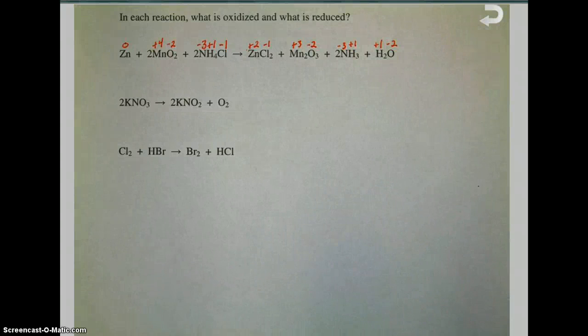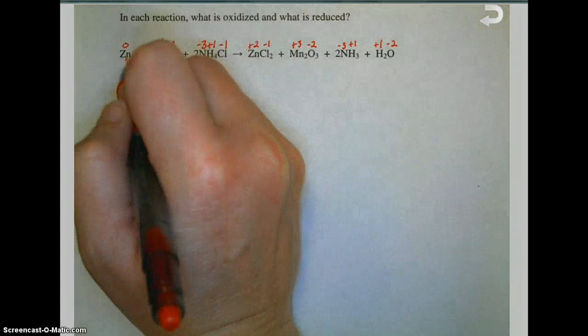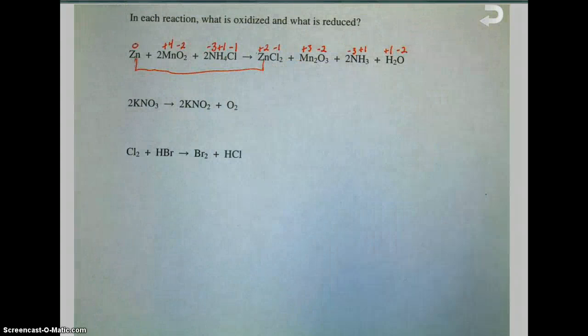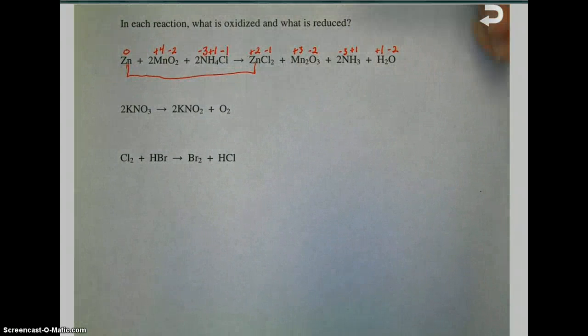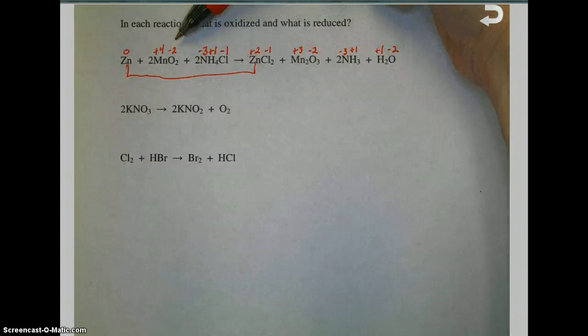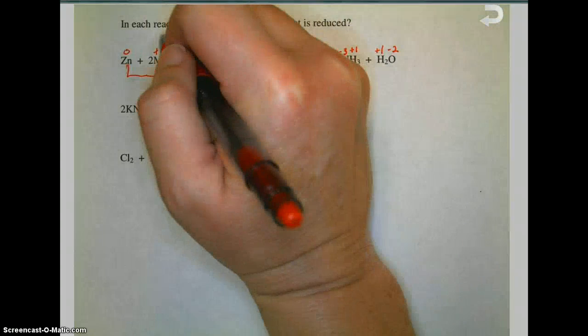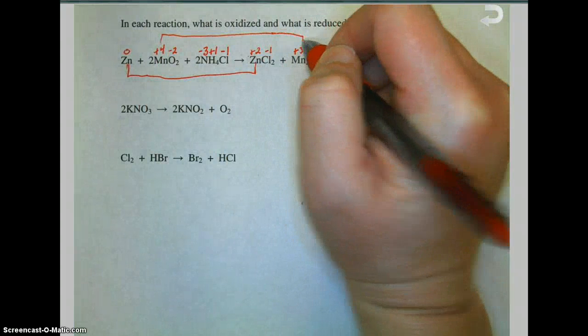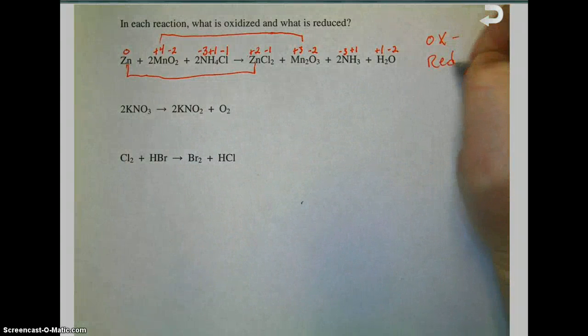Okay, so let's see what changed its oxidation number. If we look at zinc, it started at 0, and it changed to +2. So that's one thing that changed. What else changed? Well, let's see. The oxygens are all the same, nitrogens are the same, chlorines are the same, hydrogens are the same, so the only other thing that changed is the manganese. Okay, so let's figure out what was oxidized and what was reduced.